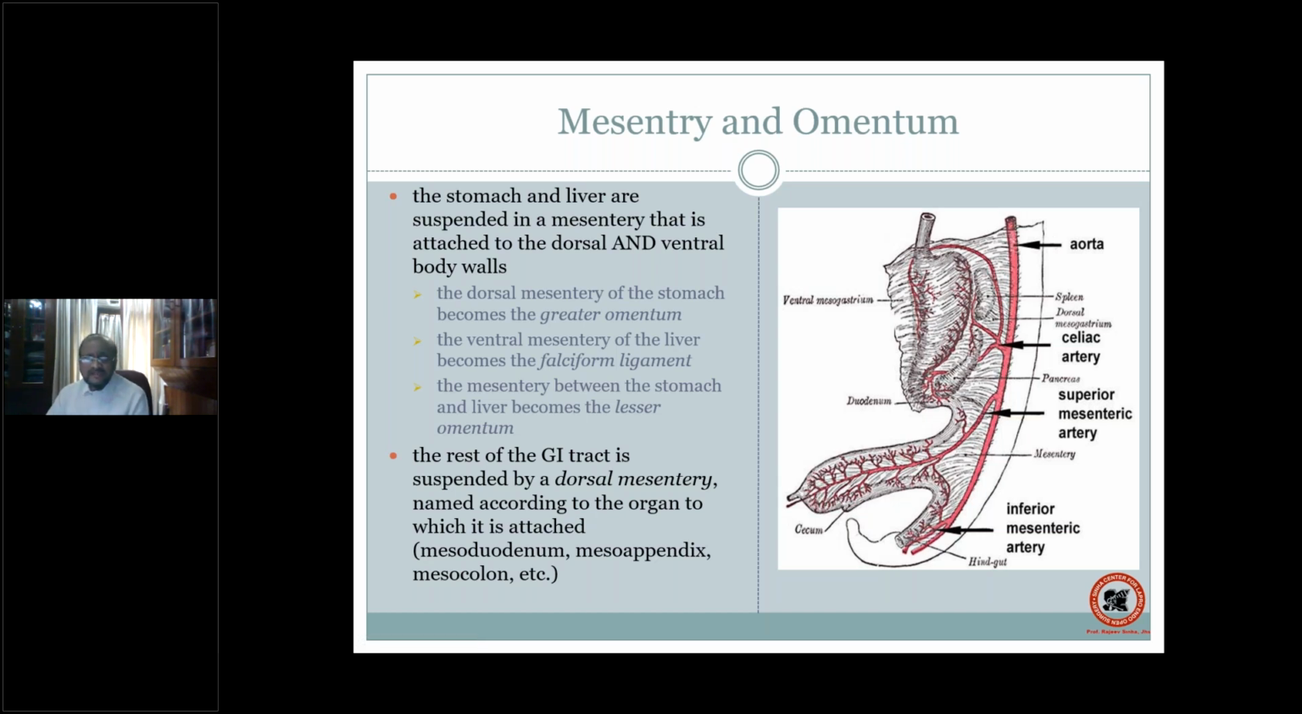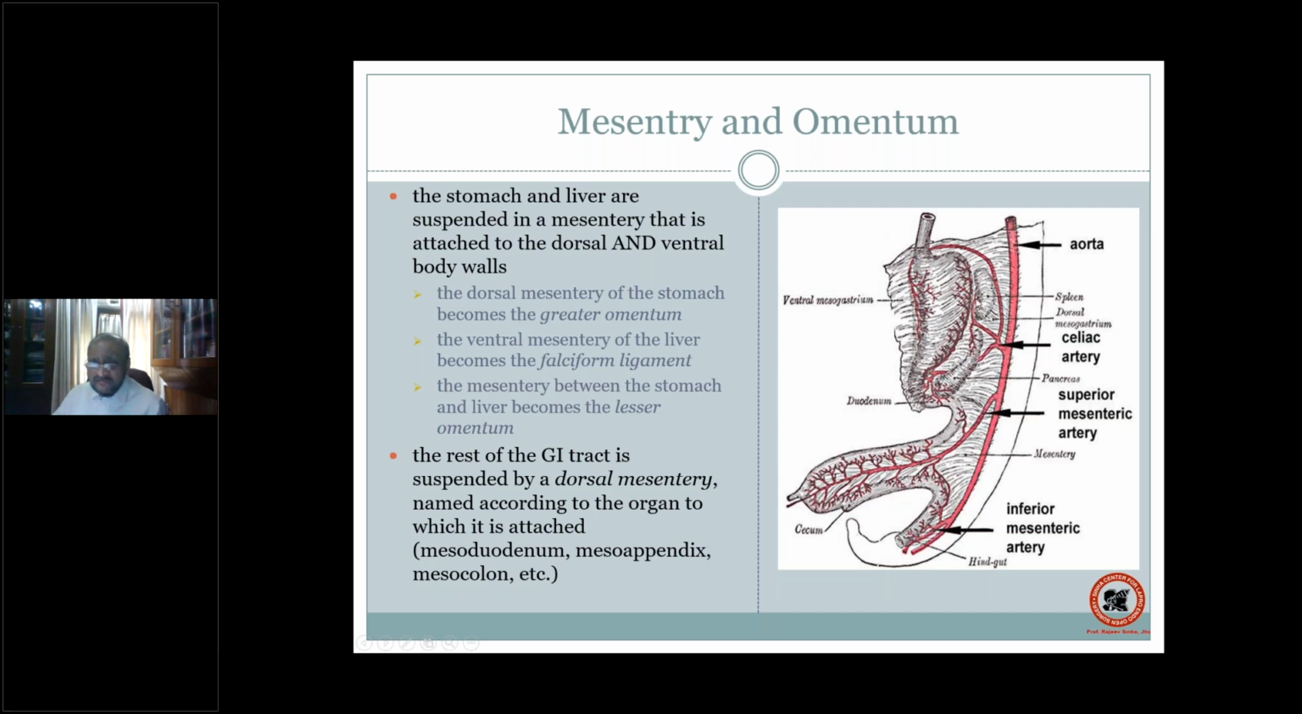What about the mesentery and the omentum? Now, the gut has got a dorsal mesentery, it's got a ventral mesentery. The stomach and liver are suspended and attached both dorsally and ventrally. Now, the dorsal mesentery of the stomach remains behind as the greater omentum. The ventral mesentery of the liver, which is out here, somewhere out here, remains behind as the falciform ligament. And the part of the mesentery extending between the stomach, which is known as the ventral mesogastrium, and the liver out here forms what we know as the lesser omentum.